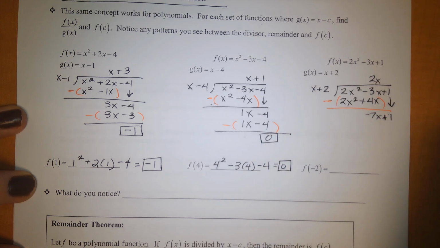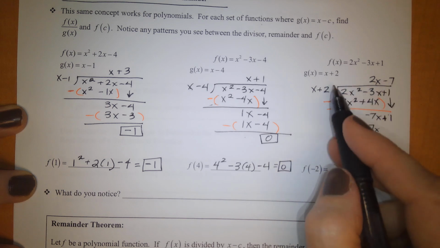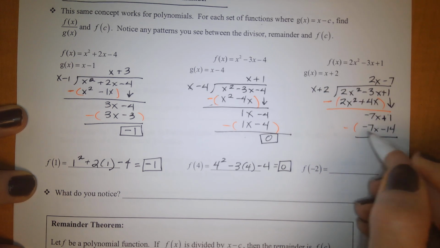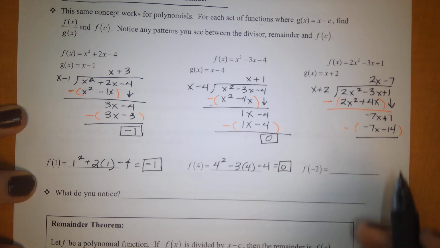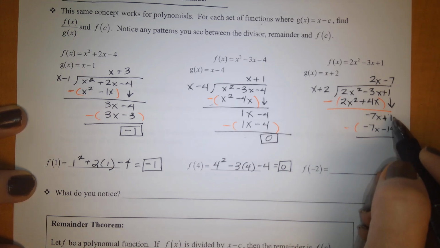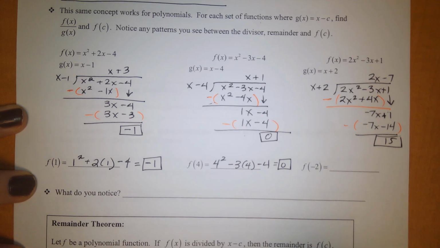X divides into negative 7x negative 7 times. So when I multiply, I get negative 7x minus 14. Then I subtract this whole quantity, which gives me 0 for the first term, and then 1 plus 14, which is a remainder of 15.